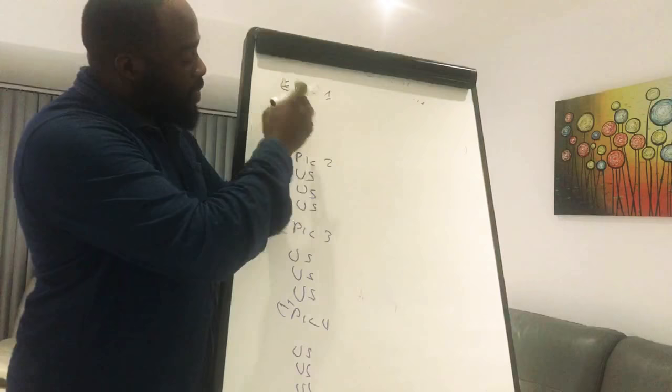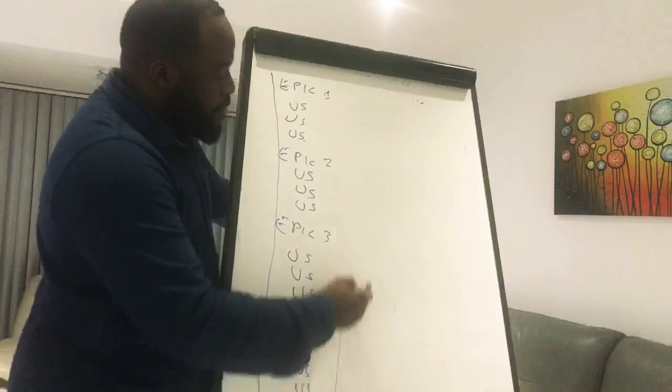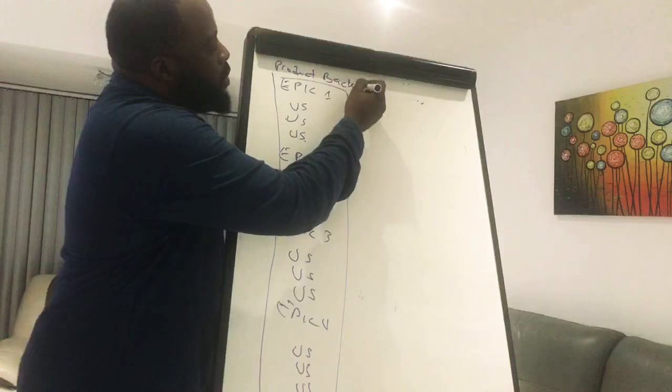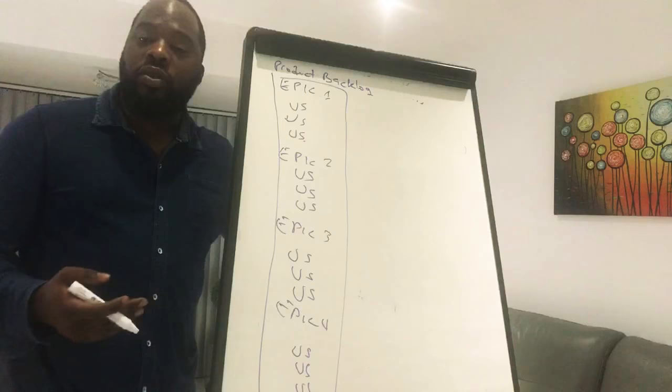But then we now have to ask ourselves, this is what you now call your product backlog. So this here is your product backlog. This is a backlog of all the sets of user stories that need to be implemented in order for you to deliver a working software that the customer actually wants to use.